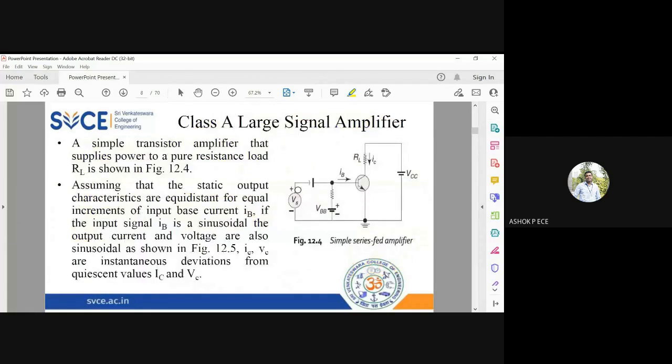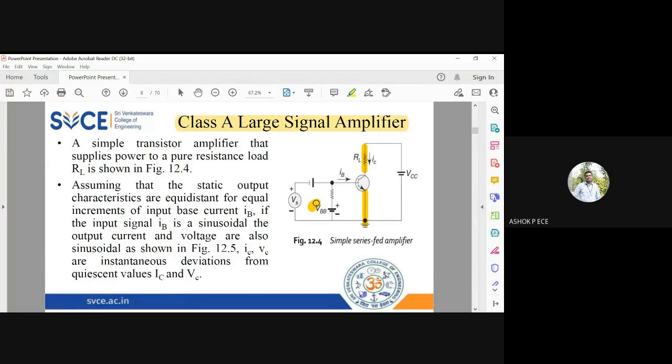So first we will look at large signal class A amplifier. We will start from the class A large signal amplifier. It is a common emitter amplifier. It is a very simple connection. So in the collector side you have RL and VCC. Emitter is grounded, so it is a common emitter amplifier. And at the base side you have a resistance RB and VBB.